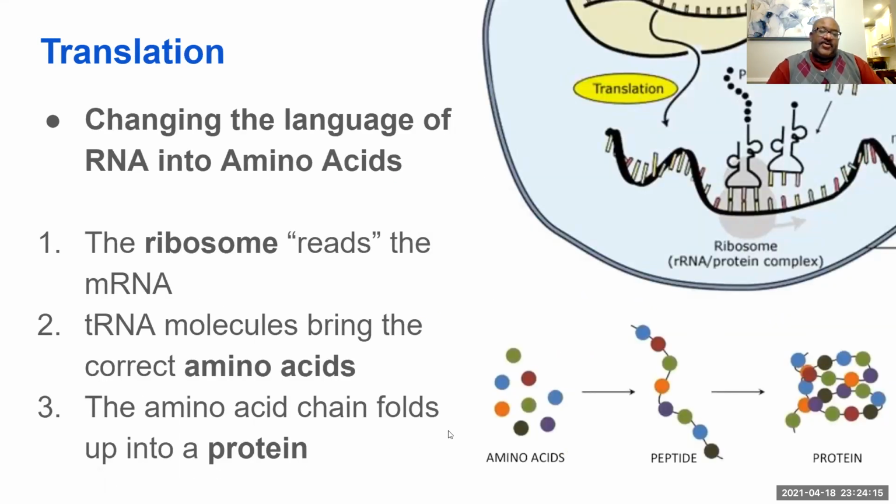And then again, translation is the changing of basically the DNA language over to become chains of amino acids. Okay, so like I said, the ribosome reads the mRNA code and assembles the amino acids into chains, and then those chains of amino acids become protein. But once again, the actual genes, or the actual sequence that causes you to be who you are, is that protein sequence.